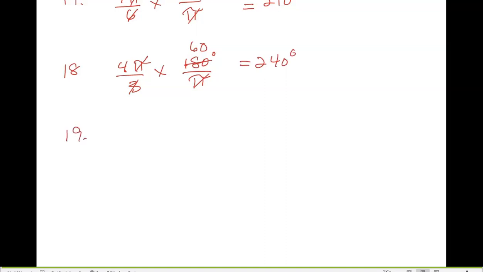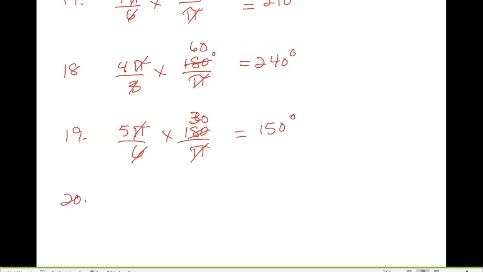19. The book says it's 5 pi over 6. 5 pi over 6 times 180 over pi. Pi's cancel. That's 30, right? 30, and then 5 times 30 is 150. Carry the 0.